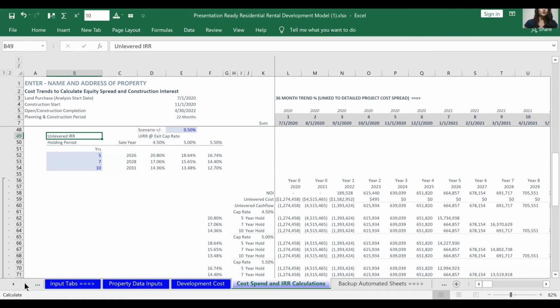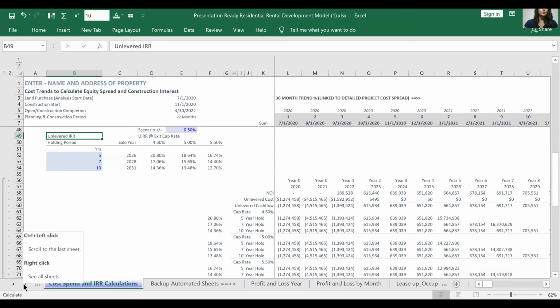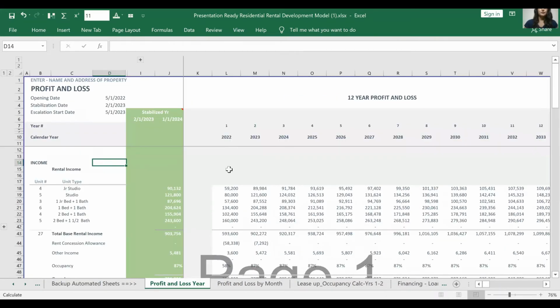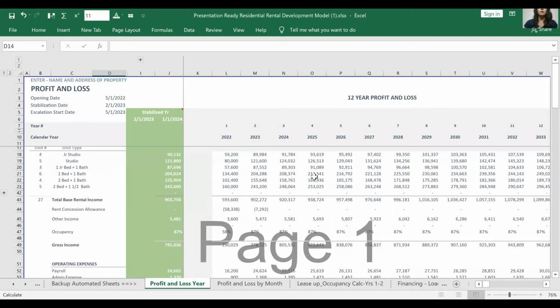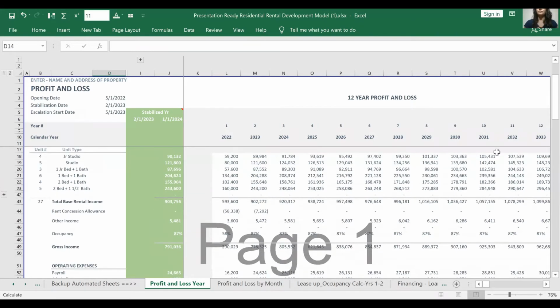Now we get into all the information. So my backup sheets, I have a profit and loss by year. This is typically what you would show an investor or a bank on how you're doing on a yearly basis. Typically, I've built it up to 12 years. You want to at least show a loan officer at least 10 years of cash flow.